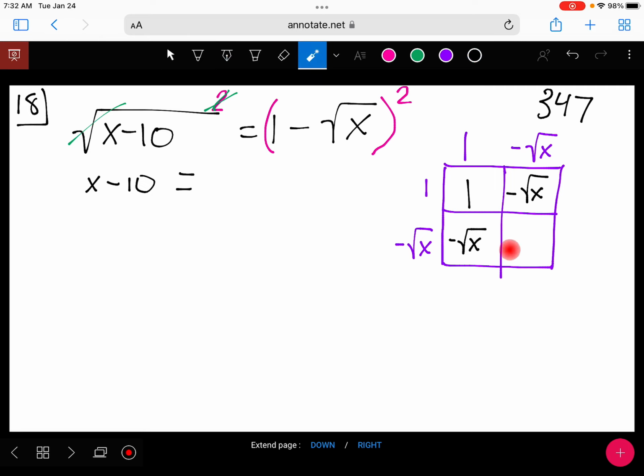How about this one? Negative square root of x times negative square root of x. What's going to go here? Say it louder. Not positive square root of x. The negative times the negative is a positive, so we know that for sure. I have the square root of x times the square root of x. So the square root of x squared.